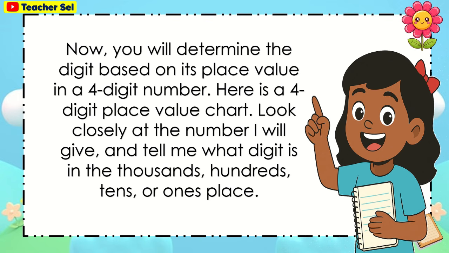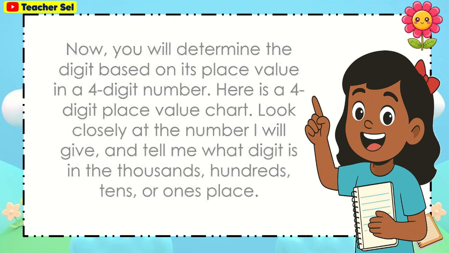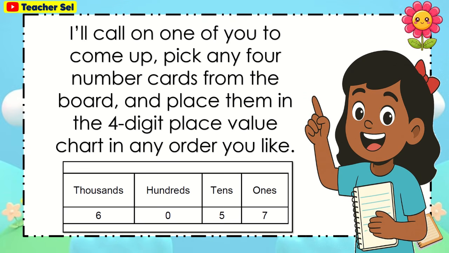Now, you will determine the digit based on its place value in a 4-digit number. Here is a 4-digit place value chart. Look closely at the number. I will give a number and tell me what digit is in the thousands, hundreds, tens, or ones place. I'll call on one of you to come up, pick any 4 number cards from the board, and place them in the 4-digit place value chart in any order you like.